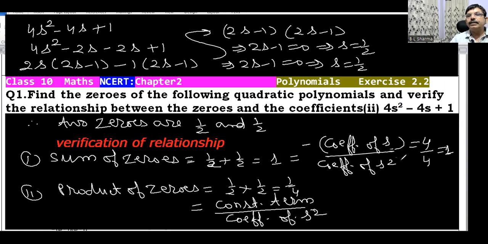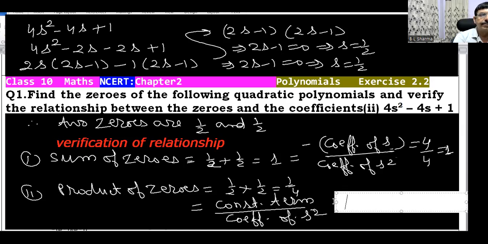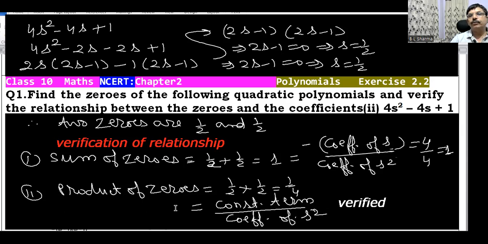Look, the constant term is 1 and the coefficient of s square is 4, so the constant term upon coefficient of s square is also 1 by 4, so that is verified. Hence it is verified.